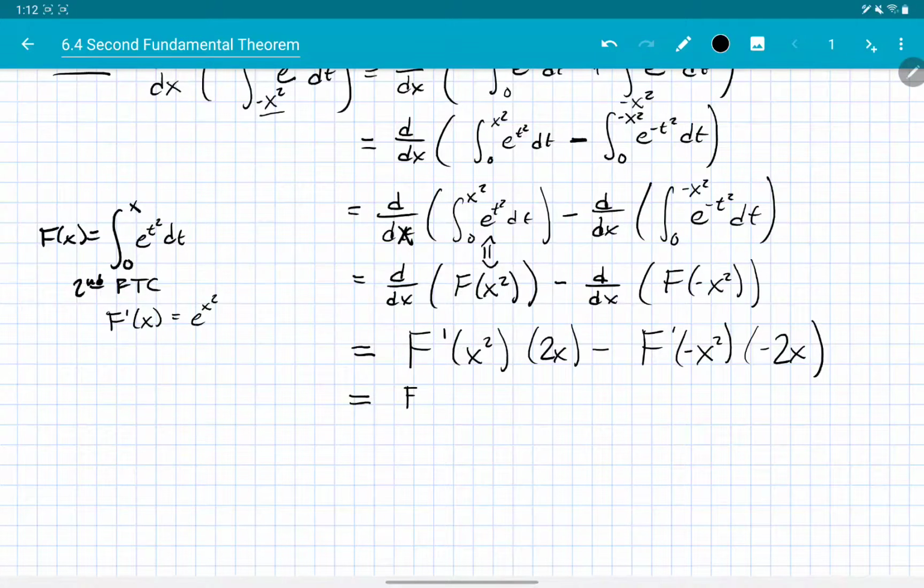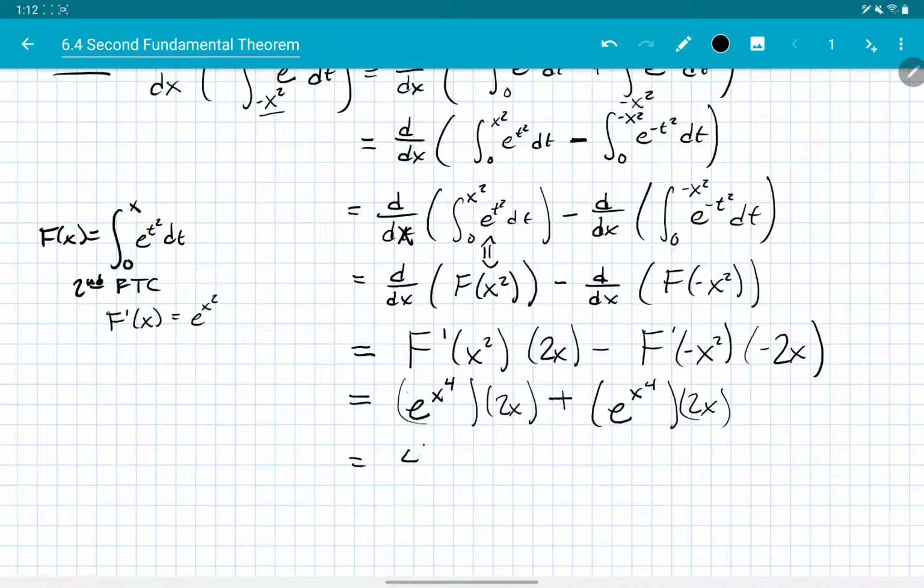Now F prime at x squared is e to the x squared squared, or e to the x to the fourth power. Then we multiply that by 2x. And then we subtract, but we got another minus sign, so let's turn it into a plus sign, e to the x to the fourth. Again, the negative x squared gets squared, so the negative sign goes away. So now we have a total of 4x e to the x to the fourth.